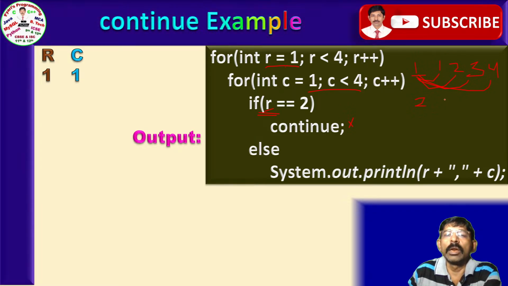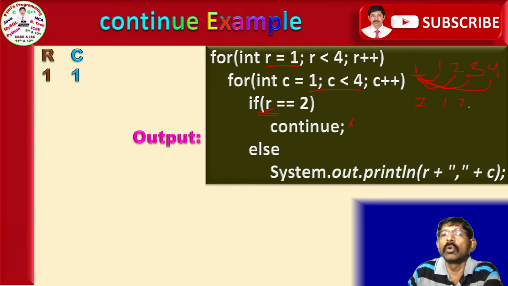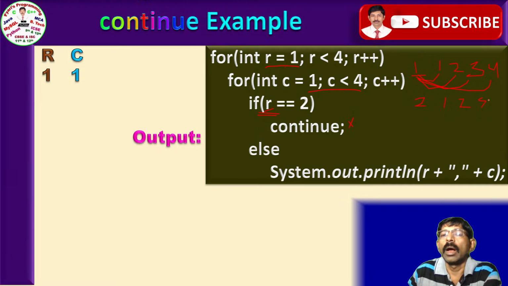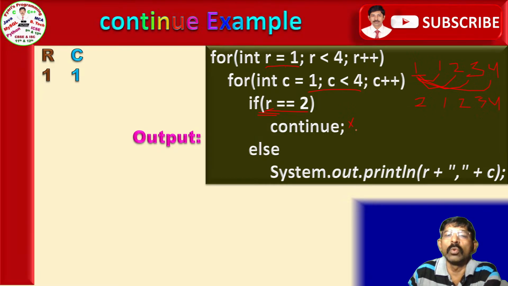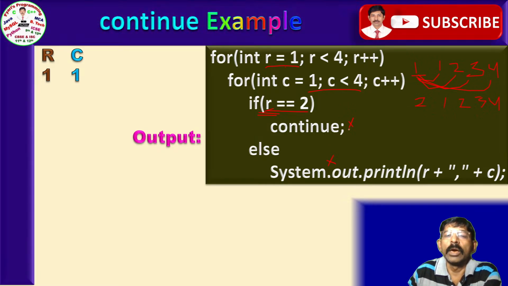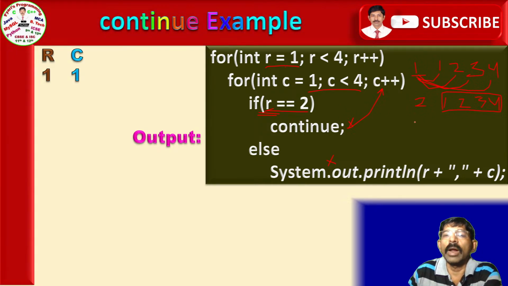Next time R will be 2, for which the inner loop will execute 1, 2, 3 and 4, 4 times. But R is equal to 2, it says continue. The condition is true, so it will not display. It will continue to update without displaying. So no output, but we iterate 4 times without output. When R is 3, again it will iterate 1, 2, 3 and 4.